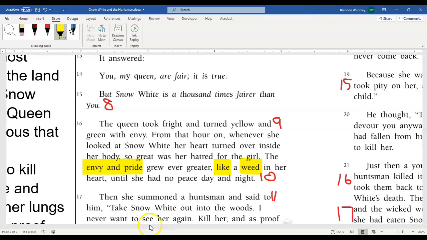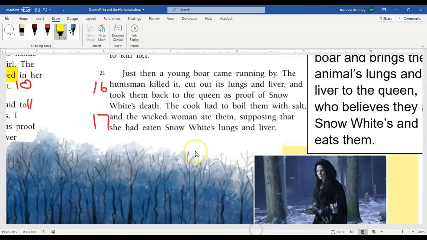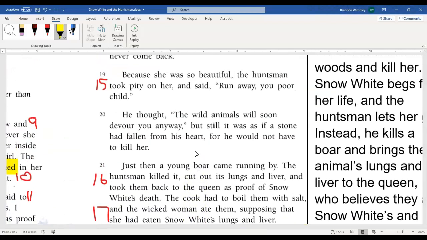Let's look at paragraph 20 now. See if we can find a simile in here. So remember, I'm seeing if there's the word like or as that jumps out. And look, it jumps out. So now I'm going to read around it and see if there is a simile there. But it was as if a stone had fallen from his heart, for he would not have to kill her. So what are we comparing here? We're comparing a stone to his heart.